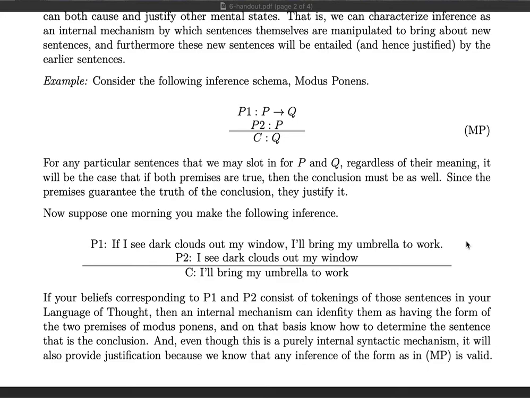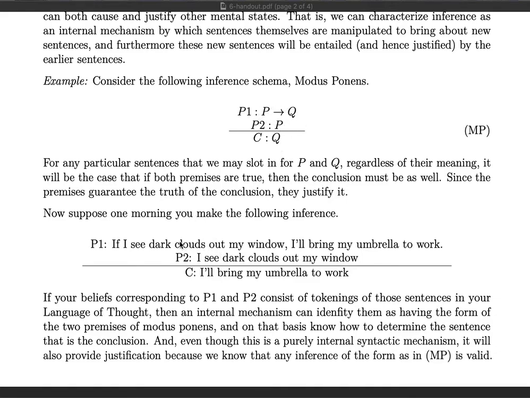Now, if your beliefs corresponding to premise 1 and premise 2, as the language of thought hypothesis says, consist of tokenings of these sentences in your language of thought, then there can be an internal mechanism that can identify these as having the form of the first two premises of this inference schema, modus ponens. Okay, so if you have these two sentences, P1 and P2, tokened inside of your language of thought, then there can be an internal mechanism inside of your head which notices that these two sentences have the syntactic form of the premises of this inference schema.